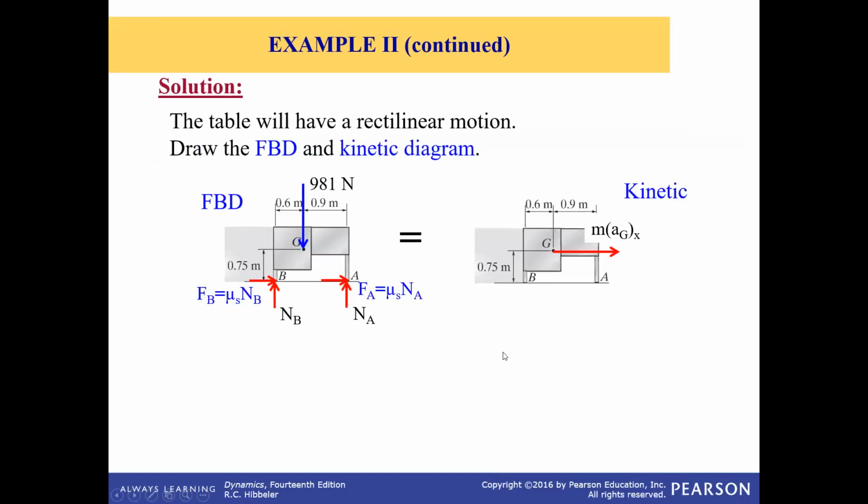First, we'll look at the free body diagram. Of course, before this, we should set up an XY coordinate system. We can take X to be horizontal to the right and Y to be vertically upward. That's the normal X and Y coordinate system. Then the free body diagram on the table: you'll see a weight, and then you'll see normal forces at point A and point B. And then there should be friction forces.